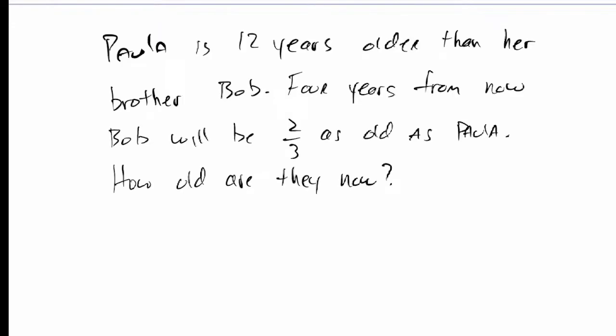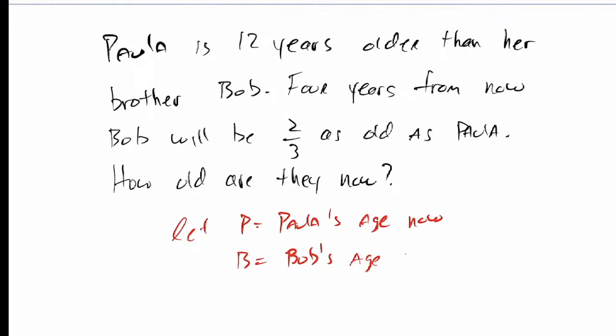So if you did set this up, you could let P equal Paula's age, and I'm letting B equal Bob's age now. So that's like a good way to start it off, right? The question is asking for how old are they now, so let P equal Paula's age now, and B is Bob's age now. So in this question here, it said Paula is 12 years older than her brother.